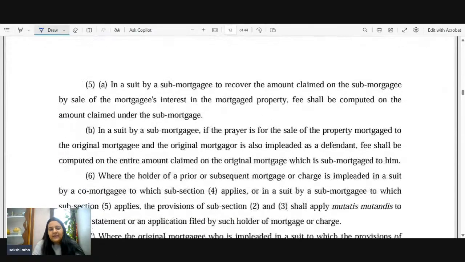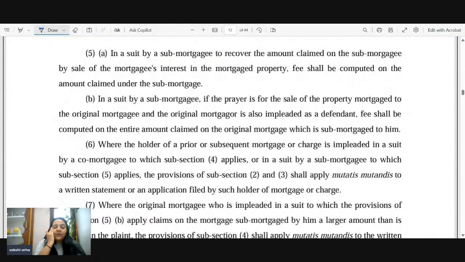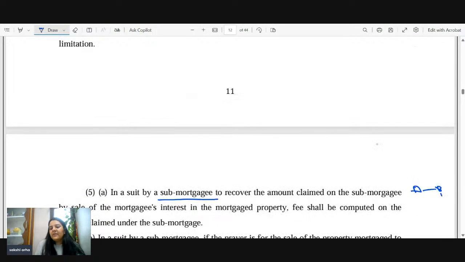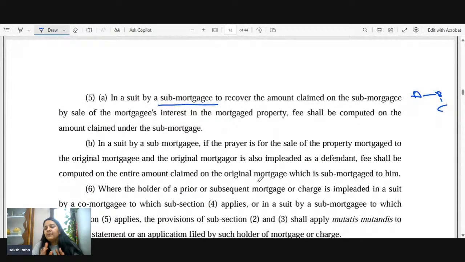These things you can just skip. Now subsection 5, let's come to this. Subsection 5 says that in a suit by a sub-mortgagee, means A has mortgaged to B, B has mortgaged to C. Okay, then C will be the sub-mortgagee. If a suit is filed by the sub-mortgagee to recover the amount claimed on the sub-mortgage by sale, fee shall be computed on the amount claimed under the sub-mortgage. So fee जो sub-mortgage का amount होगा उसके ऊपर होगी. It's very simple.